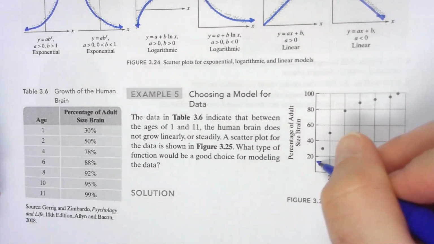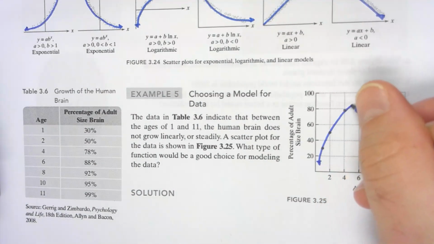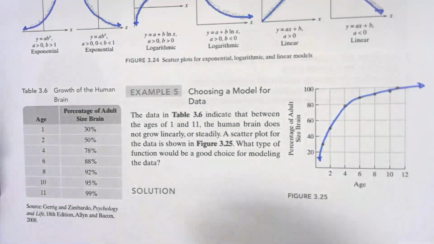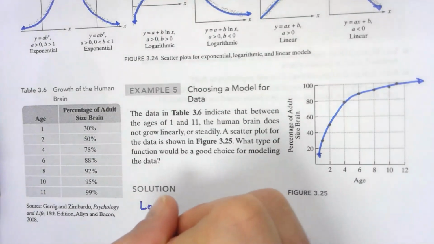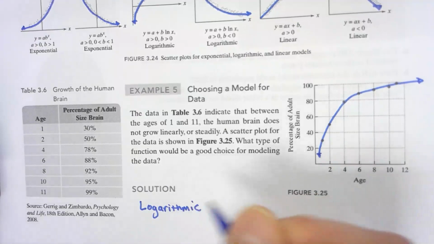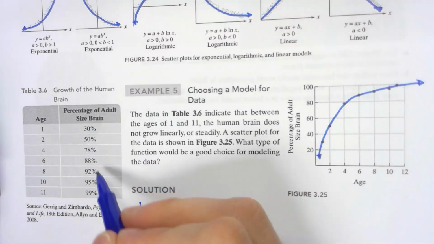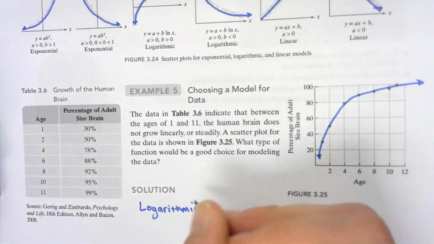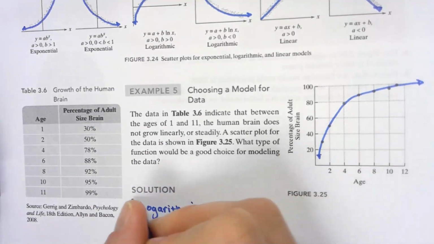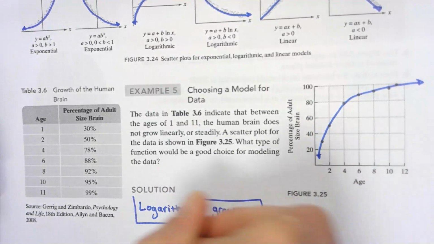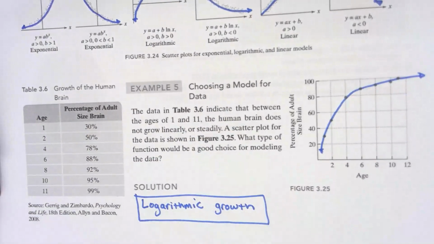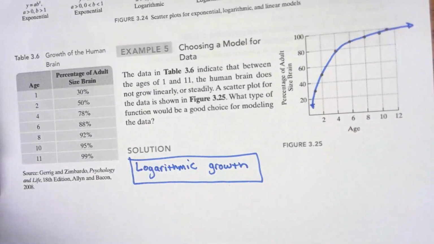Well, this looks like it's growing really quick at first, but then it flattens out. When it grows really quick and flattens out, that is logarithmic. And obviously, the percentage of the adult-sized brain is growing, so it'd be logarithmic growth. That's it. You will have to do the plotting as part of your review and part of the test as well.